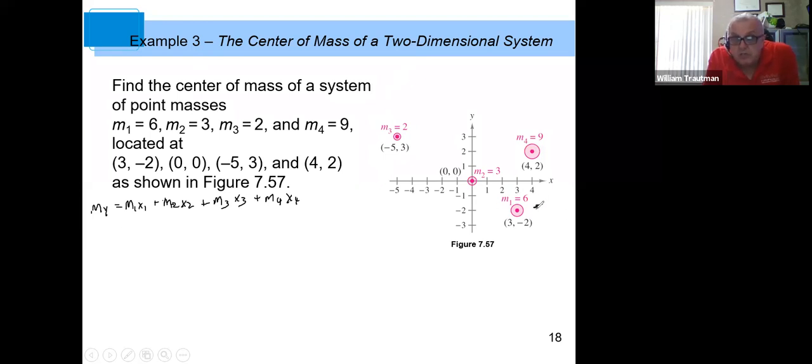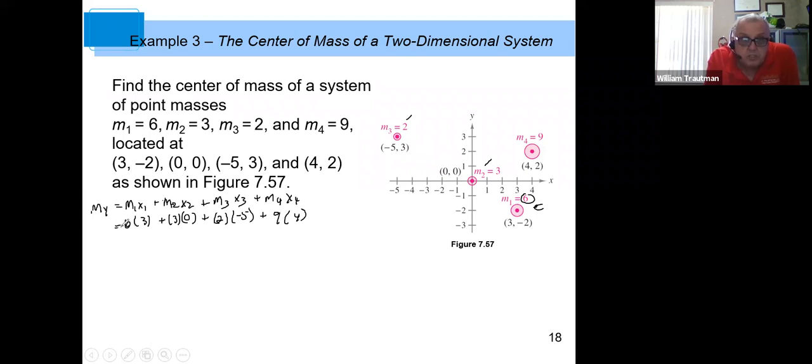If we look at mass 1, its mass equals 6. The x value at that point is 3. The mass of number 2, right here, is 3, and the x value at that point is 0. The mass of number 3 is 2, and the x value is -5. The mass of number 4 is 9, and the x value is 4.